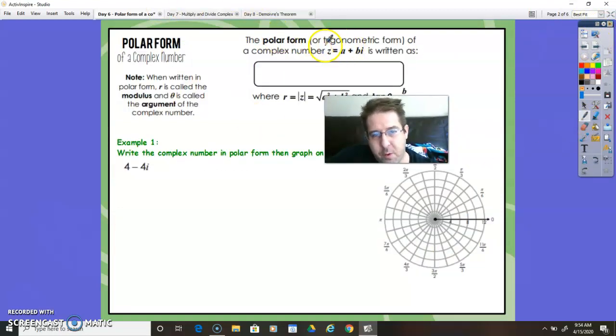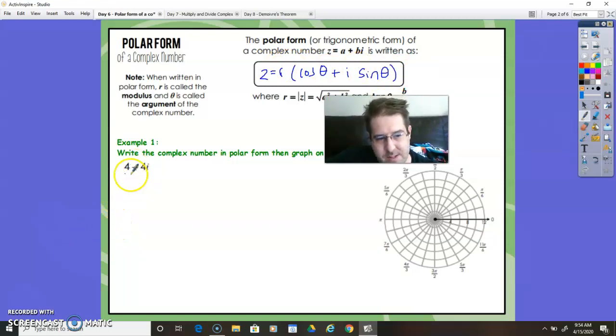Okay, polar form or trigonometric form. So this is trigonometric form. So z equals a plus bi, remember, is that complex number. If you're going to write that in trigonometric form, z equals the radius times cosine of the angle plus i times sine of the angle. So that's the way it's going to be written right there, and that's what we call trigonometric form.